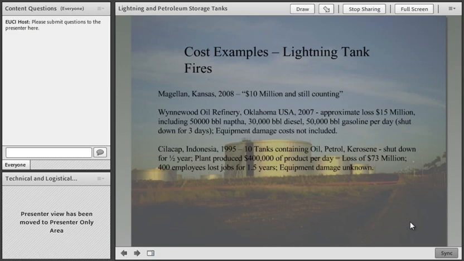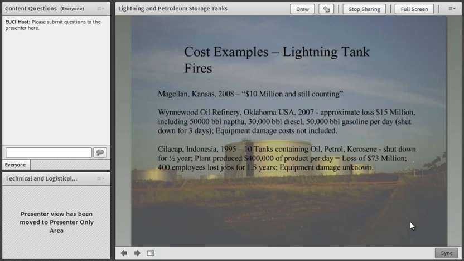Typically, the tank is destroyed by the fire. You also have to factor in firefighting costs and also environmental costs. Often there are environmental considerations. There may be fines or levies assessed by regulatory agencies as a result of these tank fires.